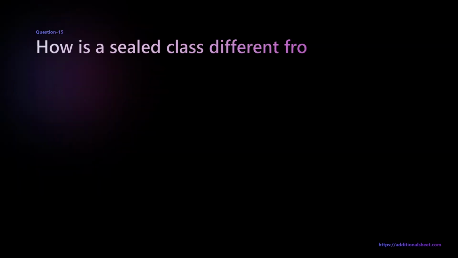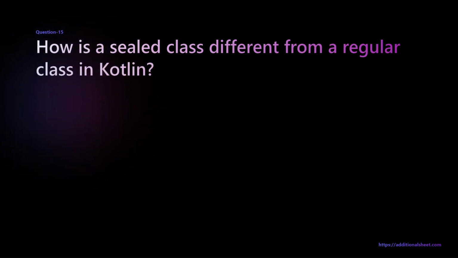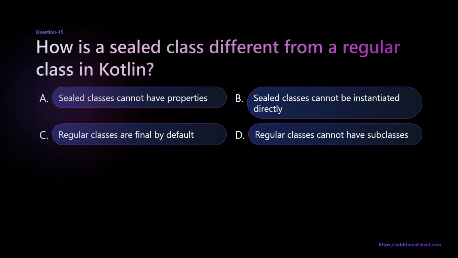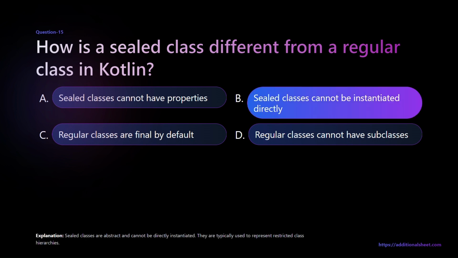How is a sealed class different from a regular class in Kotlin? Option A, sealed classes cannot have properties. Option B, sealed classes cannot be instantiated directly. Option C, regular classes are final by default. Option D, regular classes cannot have subclasses. The correct answer is option B, sealed classes cannot be instantiated directly.